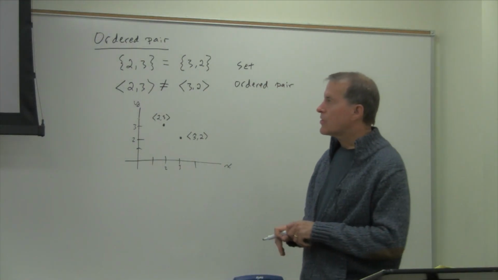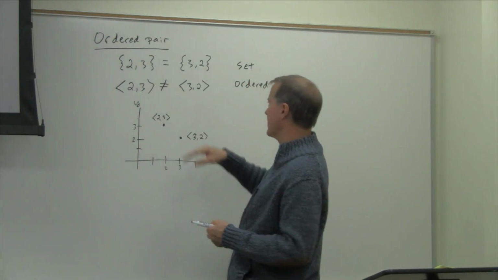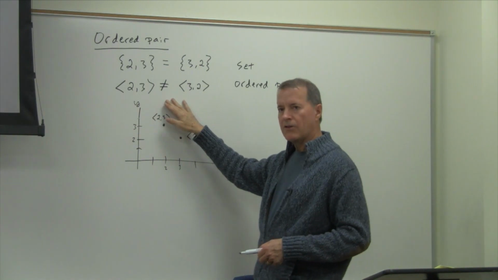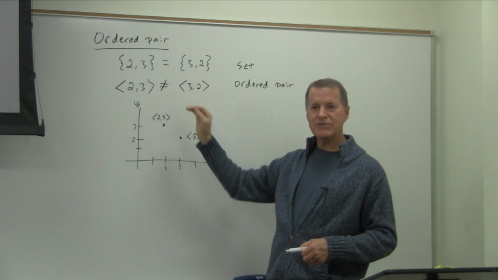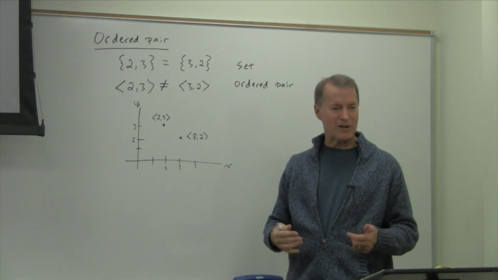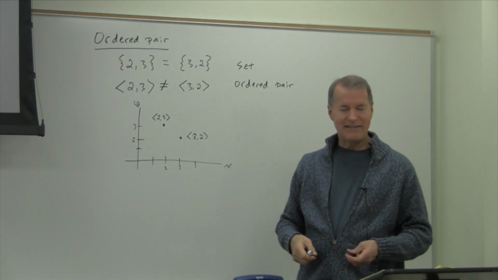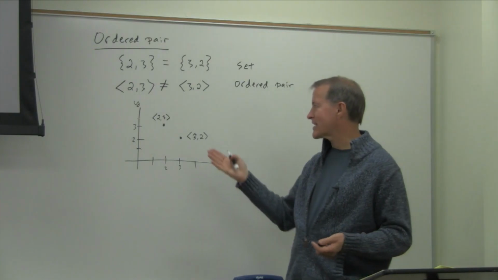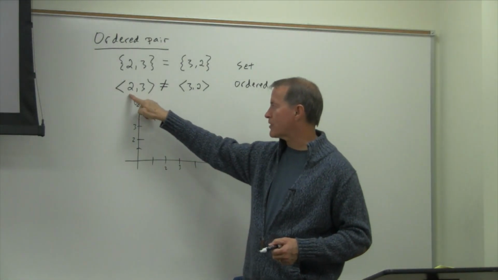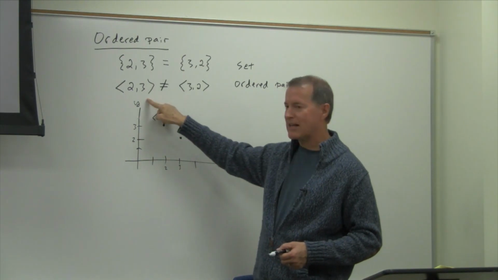All right, so wait a minute. If these ordered pairs are not equal, the first thing we have to determine is, what does it mean for two ordered pairs to be equal? And what do you think? They have to be equivalent. Well, what does that mean? What does it mean to be equivalent? Yeah, it means the first one has to equal the first one, and the second one has to equal the second one.